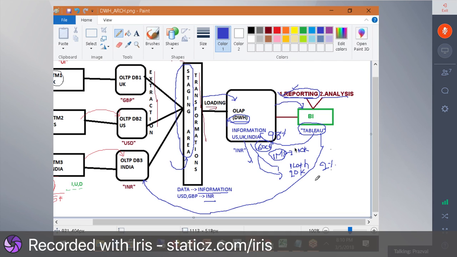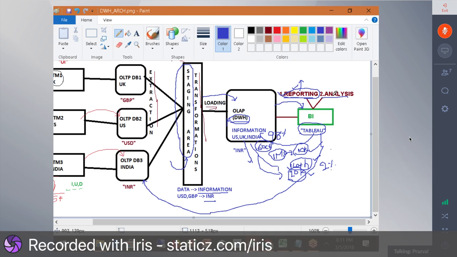So in India they have some 10,000 transactions above 1 million. In US, 1 lakh transactions, and in UK, 20,000 transactions. So whether it's 10k, 1 lakh or 20k, all of these belong to only one location. Extracting the required information from one location is known as reporting. What about analysis? Comparing the business across multiple locations.